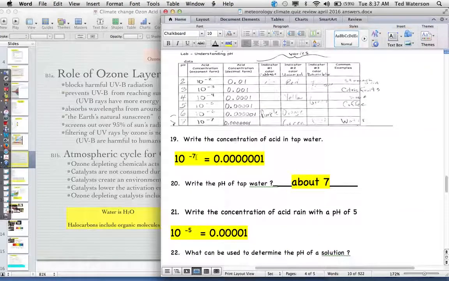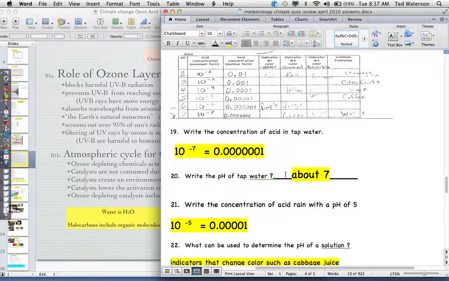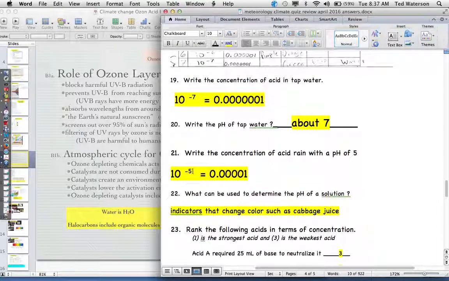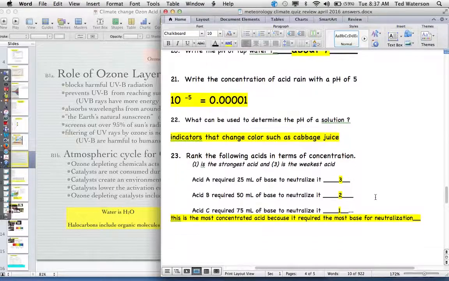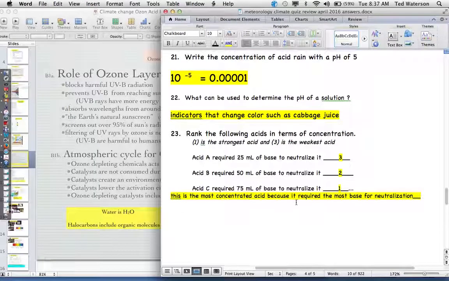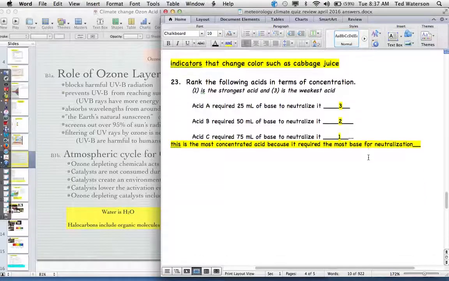So hopefully you can look at these exponents and correlate that negative exponent of 10. That's the same as the pH. It's the same as the concentration. And it's these natural color changes that we use to determine that pH. Once again, if it takes a lot of base to neutralize it, it's the strongest. If it takes a little bit of base to neutralize it, it's the weakest.